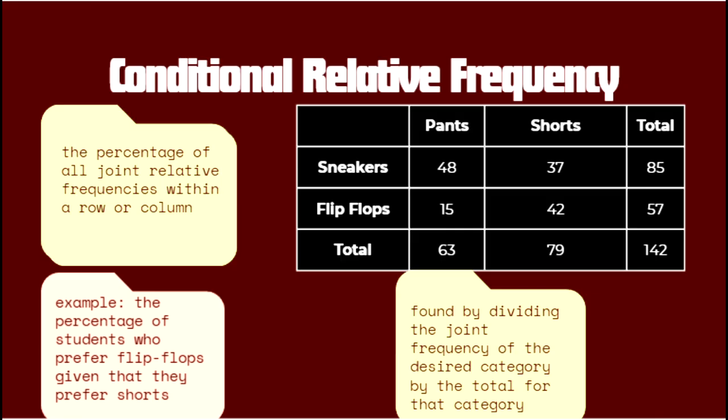Okay, let's talk about conditional relative frequencies. This is our new type of relative frequencies. Okay, the percentage of all joint relative frequencies within a row or column. Example, the percentage of students who prefer flip-flops given that they prefer shorts. So you'd start with flip-flops, then you come over here to shorts, okay? Found by dividing the joint frequency of the desired category, so this thing, by the total for that category, okay? We're dealing with people who prefer flip-flops, so it would be 42 divided by 57, all right?